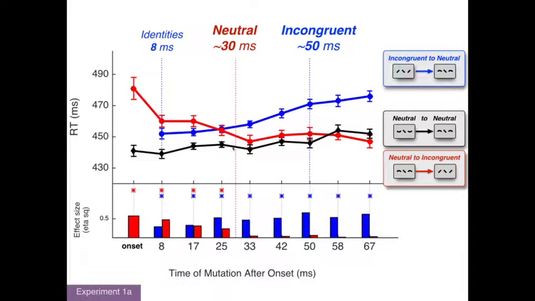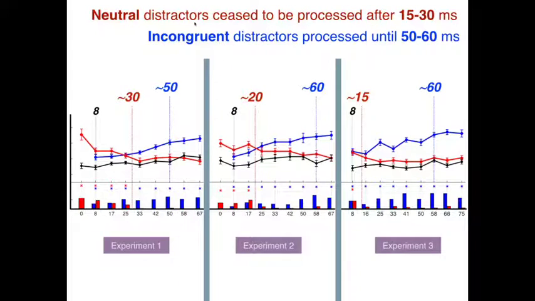Neutral distractors were processed exclusively within the initial 30 milliseconds, while incongruent distractors were continually processed until at least 50 milliseconds after onset. Now, we replicated these patterns in 2 additional experiments, both in Tel Aviv and in Vancouver, in SFU, also with inverted colors, the exact same manipulations with inverted colors. We had, again, 8 milliseconds for the minimum accumulation of information for perception.